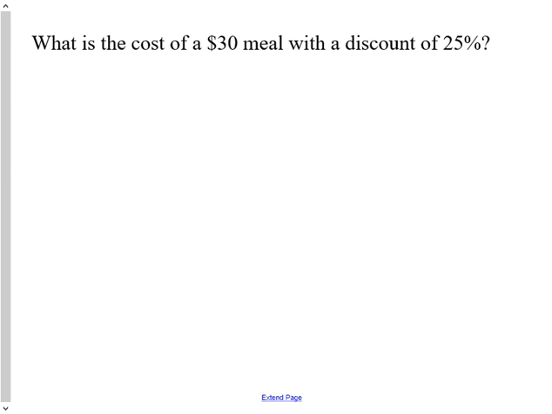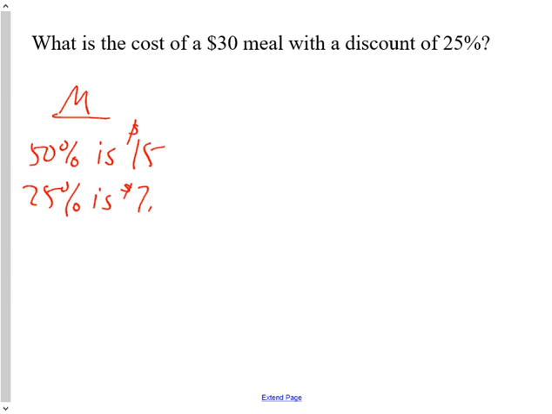The cost of a $30 meal with a discount of 25%. Mentally, 50% of $30 is $15. Therefore, 25%, which is half of 50%, is half of $15, or $7.50. If you take your $30, take away your $7.50, your final answer is $22.50. That would be the cost of the meal.